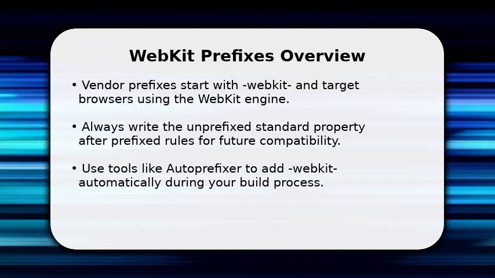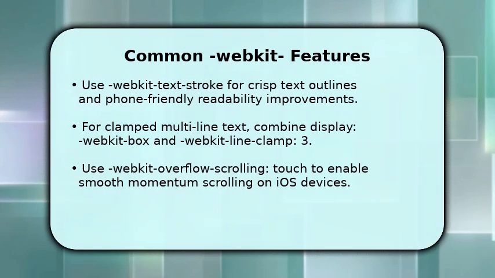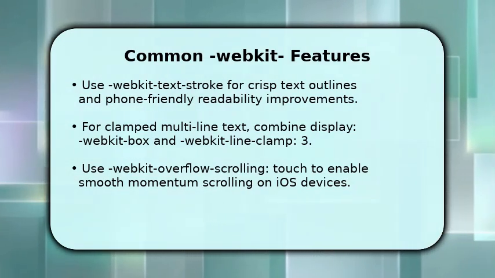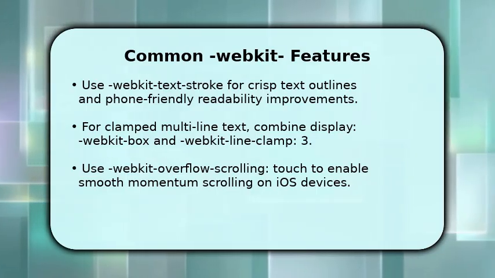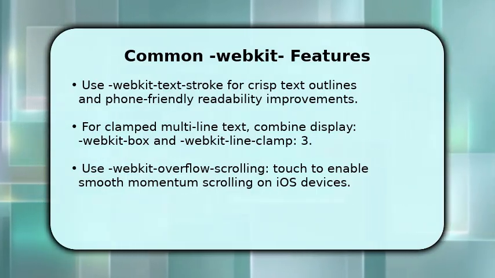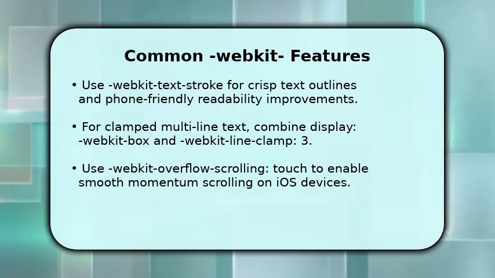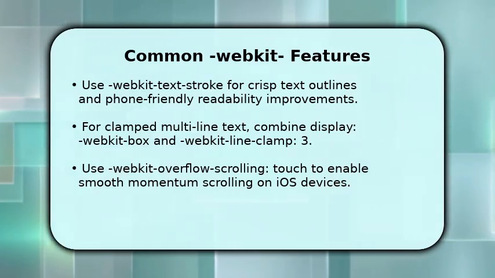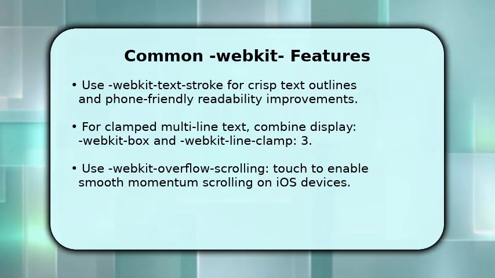Several CSS features still require -webkit- prefixes for reliable behavior in browsers. Use -webkit-text-stroke for crisp text outlines and phone-friendly readability improvements. Apply -webkit-backdrop-filter with caution because it affects performance on older devices. For clamped multi-line text, combine display: -webkit-box and -webkit-line-clamp.